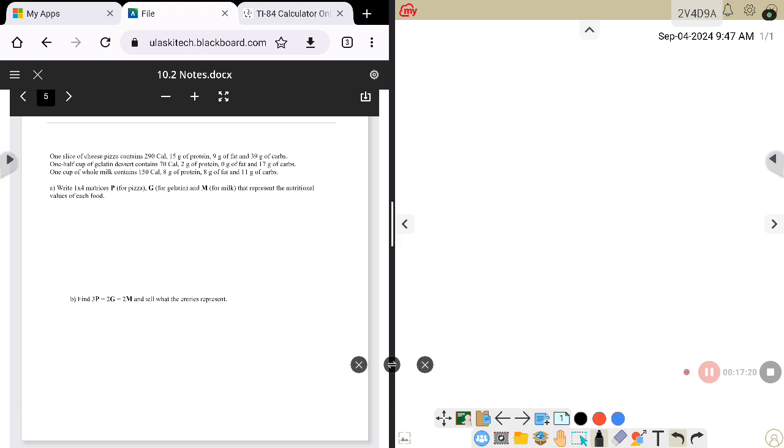So what we are going to do for part A, we are going to write 3 different 1x4 matrices. So 1x4 means 1 row with 4 columns. We're going to call the first one P for pizza. So entering our values, 290 for calories, 15 grams of protein, 9 grams of fat, and 39 grams of carbs.